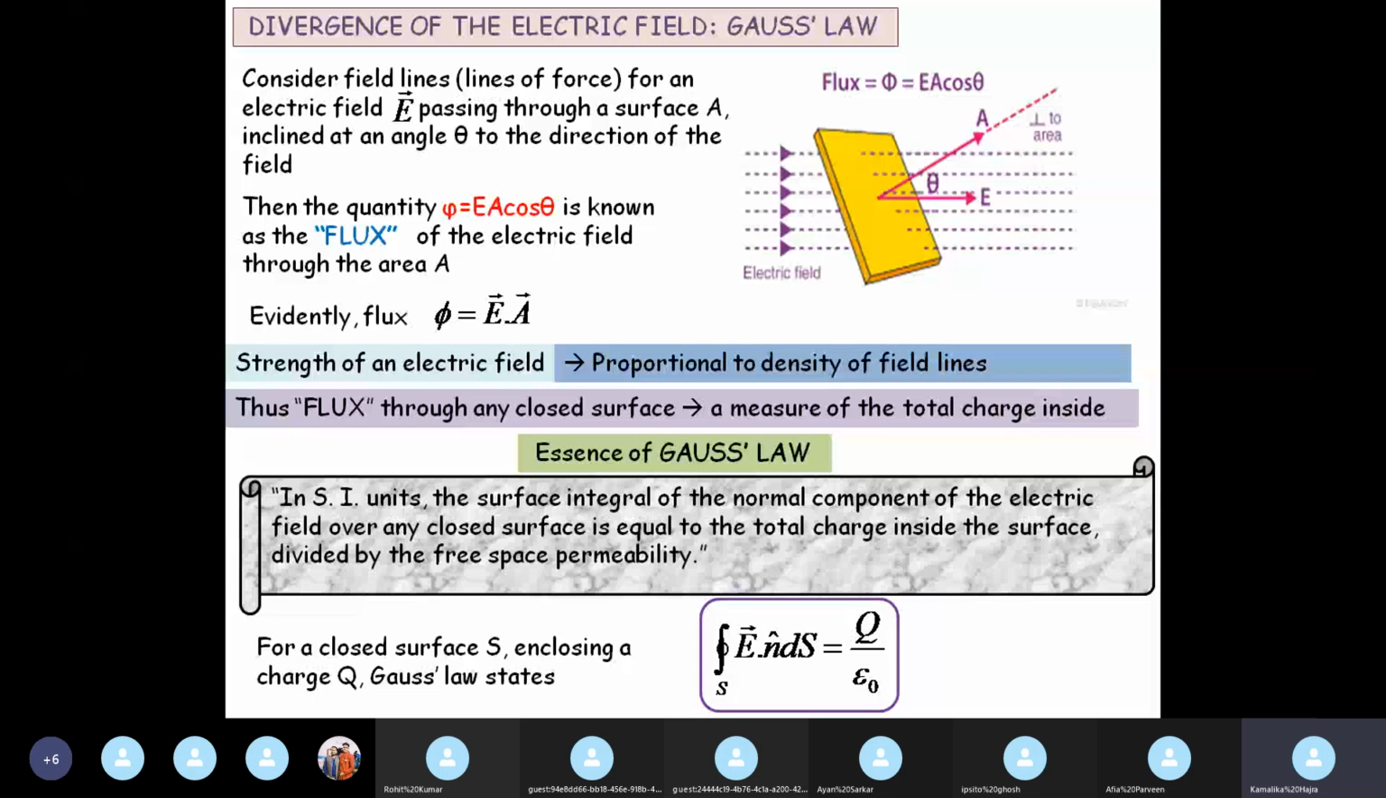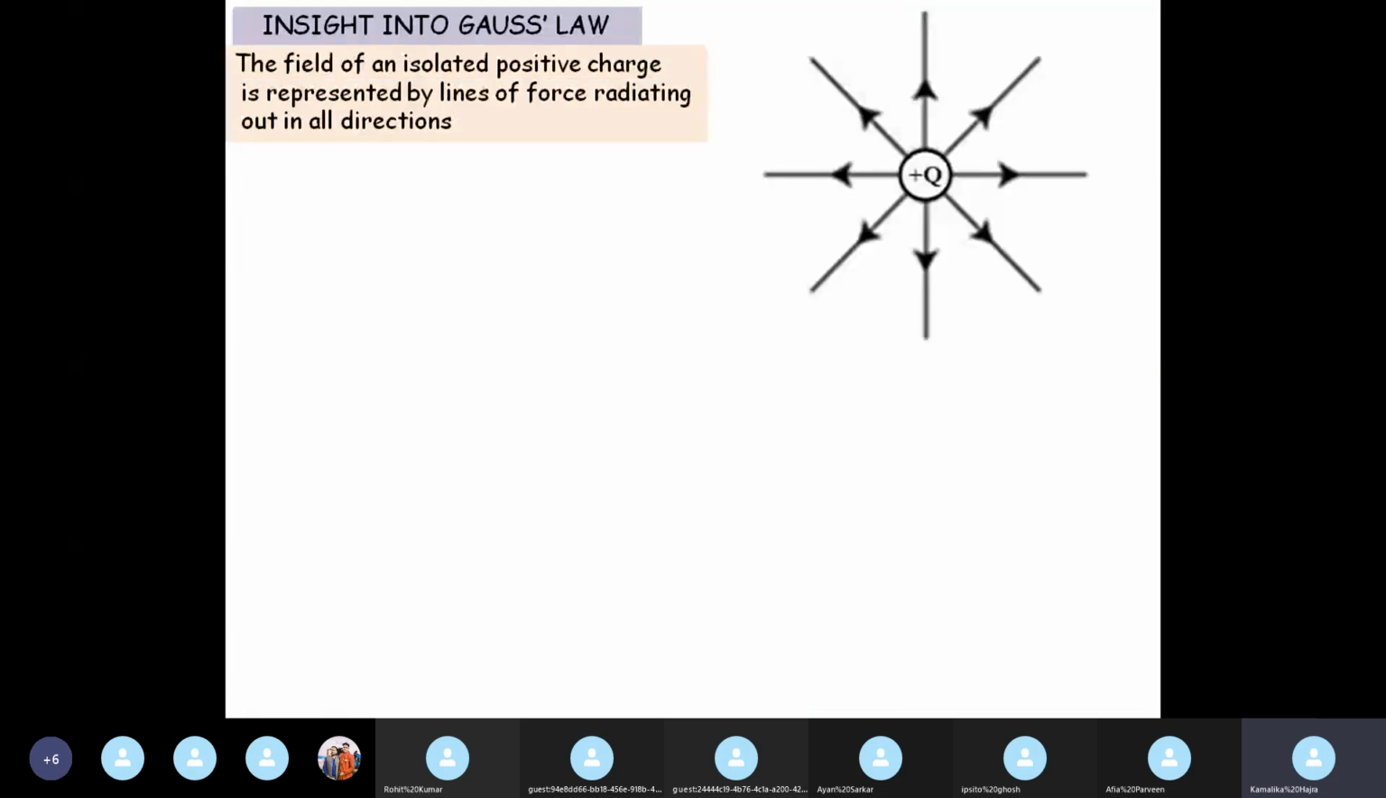So for that, consider an isolated positive charge plus Q, and we know that for an isolated positive charge the lines of force will be moving radially outwards in all directions like this, right? So if we imagine a surface of radius capital R surrounding this charge, the surface is not there, we are imagining it to be present for our purpose. So this is a surface of radius capital R with its center at Q. Spherical surface, of course, because this is a three-dimensional picture.